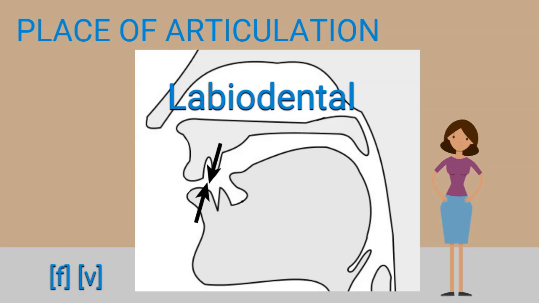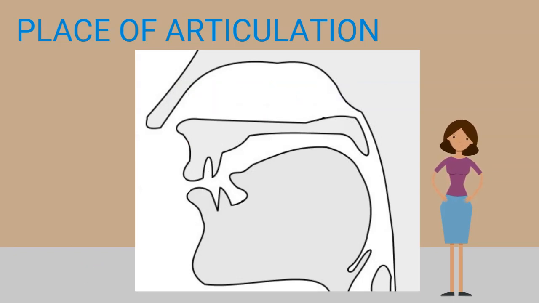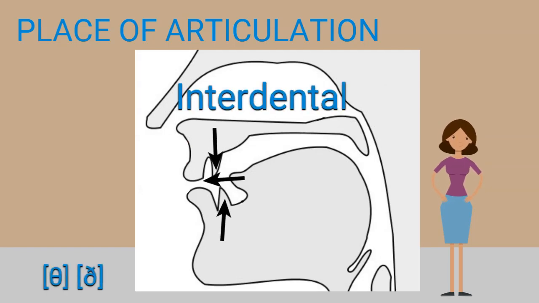Next is labiodental. Labiodental sound is made by touching the lower lip to the upper front teeth. Try f and v. The third place is interdental. Interdental sound is produced by inserting the tip of the tongue between the front teeth, and then we can get the sounds th and the.